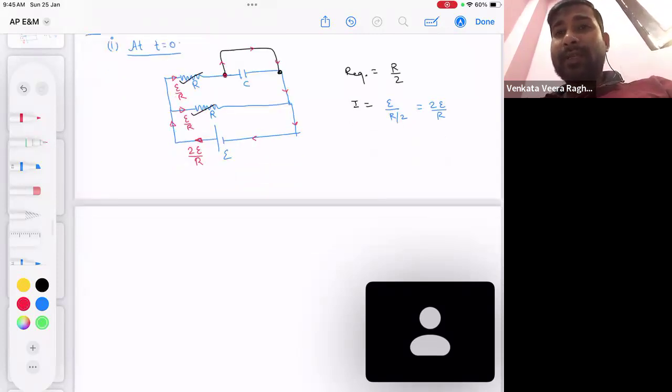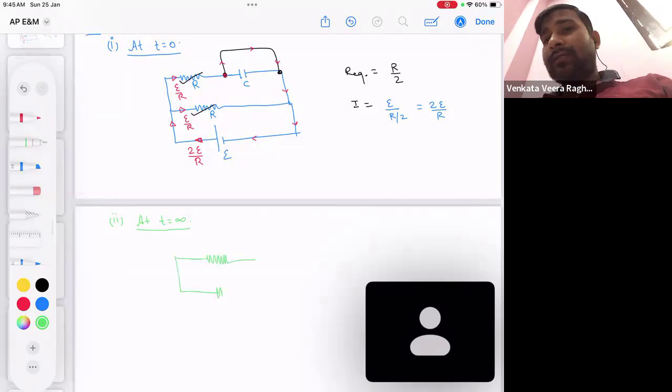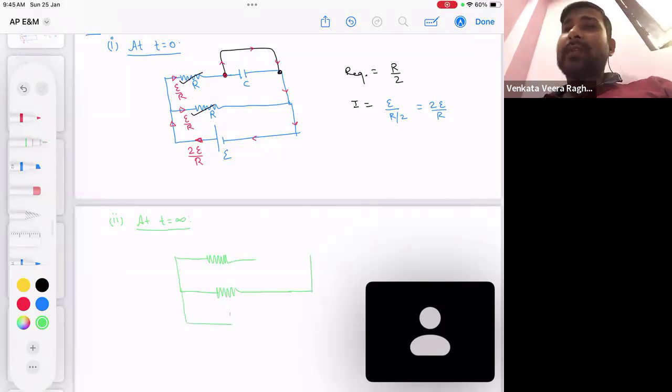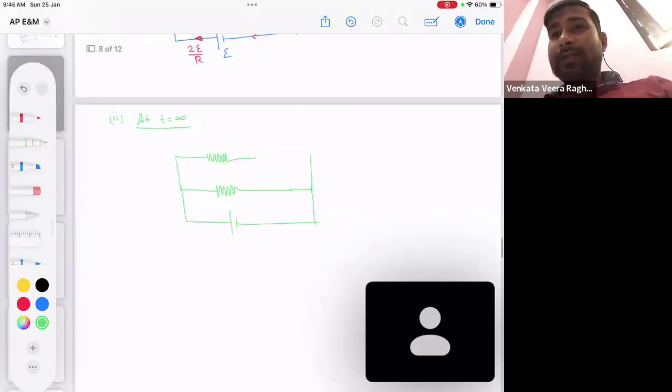Same question, they ask me what is going to be the current at t equal to infinity. So for t equal to infinity, again, I will not do anything with the resistance and battery. We have to only do the modification in the capacitor. Okay. Now this is the EMF, this is the R, this is the R, and this is the circuit we have.